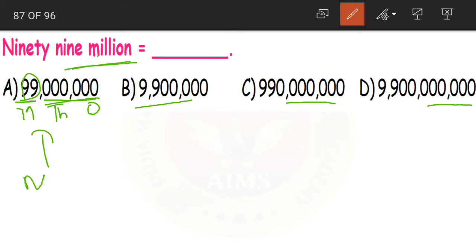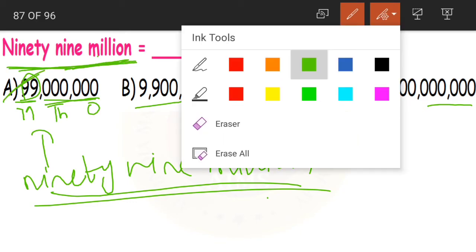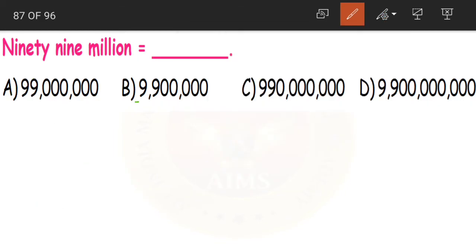So this will be read as what? 99 million. 99 is in the millions period, so it will be read as 99 million. That is the same as the number name given to us. So option A becomes our correct answer. Now if you look at option B, it becomes what? 9,900,000. Yes, 900 is in the thousands period, 9 is in the millions period.